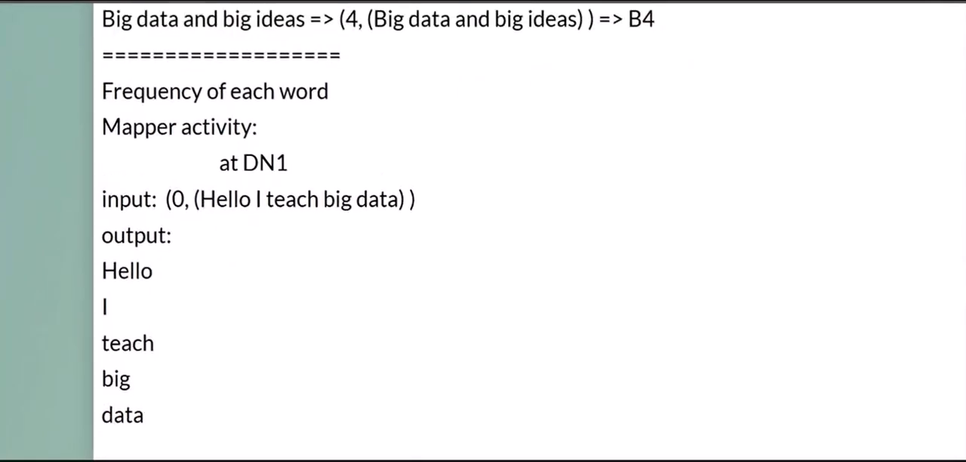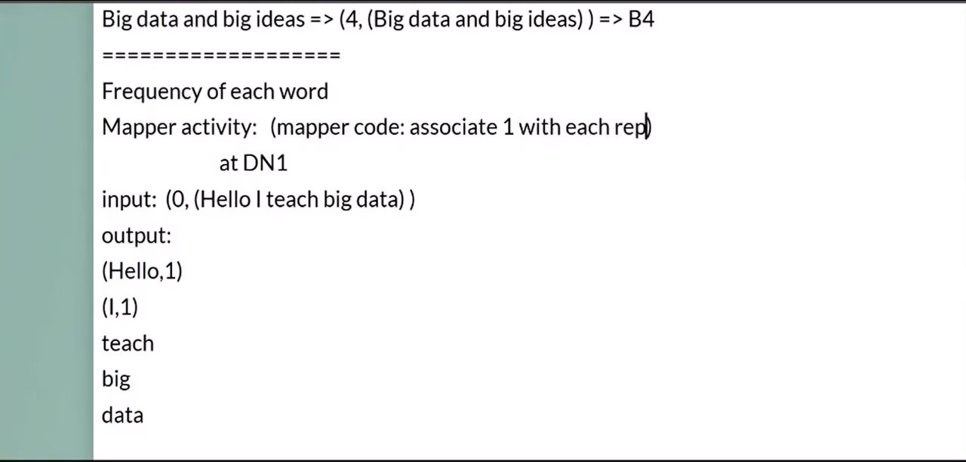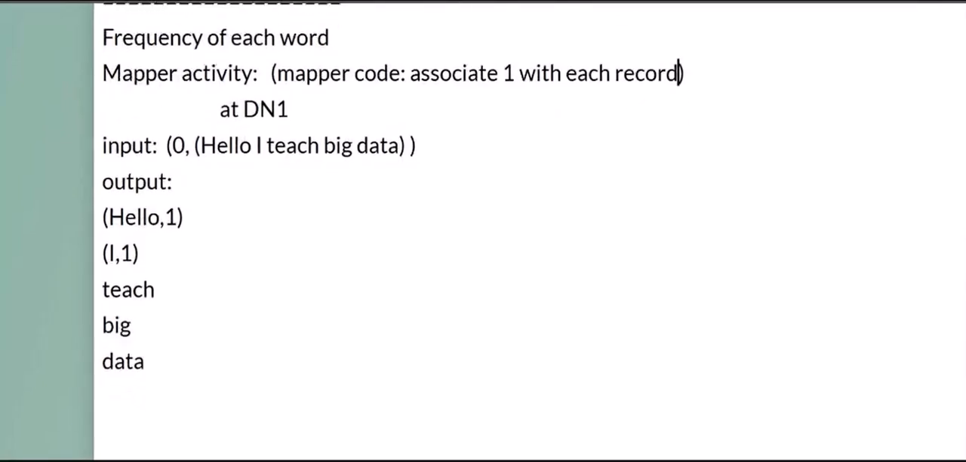Now, according to our code, I'm not saying that exactly this would happen, but I'm just giving you an idea of what would happen. The mapper would associate, for example, hello comma 1, I comma 1. What is a mapper code? I'm writing a mapper code, just in plain English: associate 1 with each record. So it keeps on associating 1 with each record. Teach comma 1.